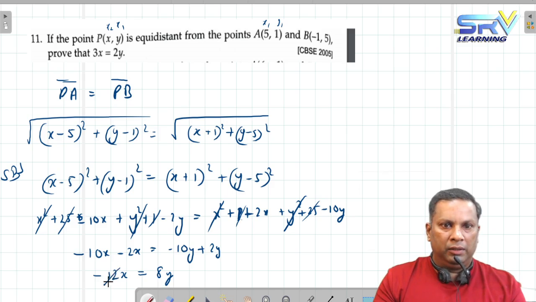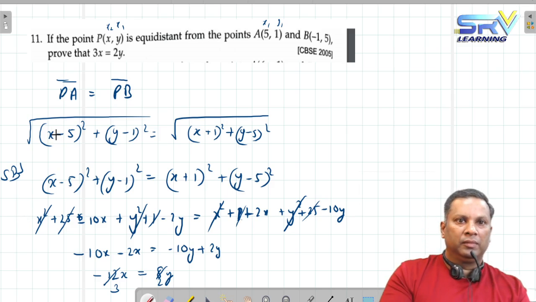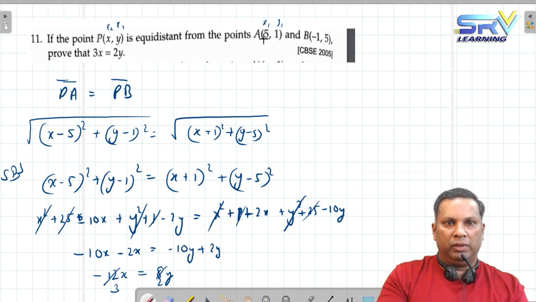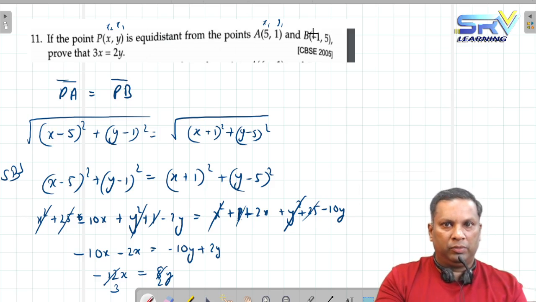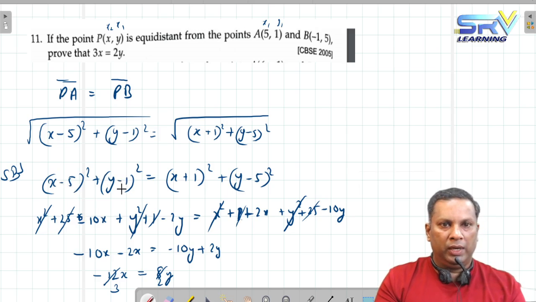So here we are getting 3 and 2, but here we are getting minus 3x, the question is saying 3x, so where have we gone wrong, let us check. x minus 5 whole square plus y minus 1 whole square, and x plus 1 whole square, y minus 5 whole square, x square plus 25 minus 10x and y square plus 1 minus 2y is equal to x square plus 1 plus 2x, y square plus 25 minus 10y, this is fine. So x square, 25 plus 1 got cancelled, so minus 10x is here.